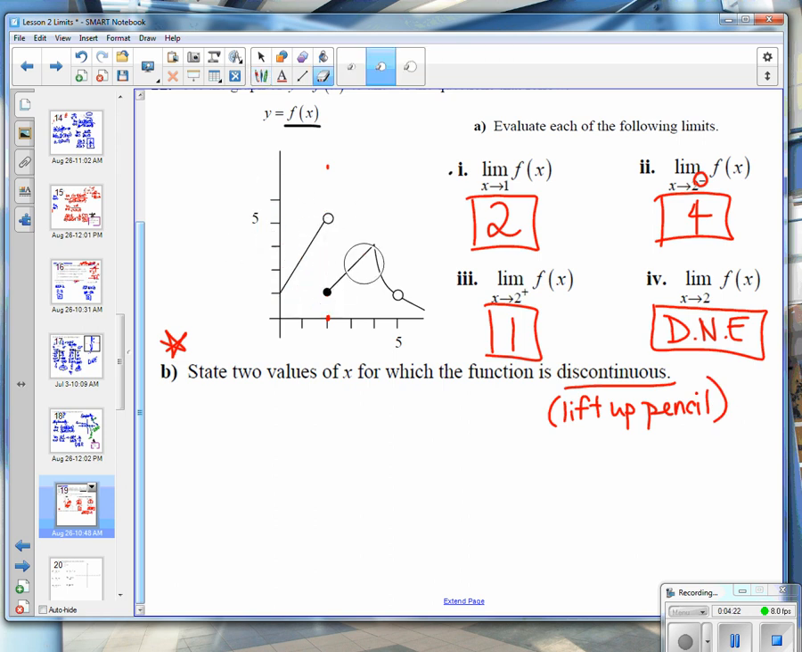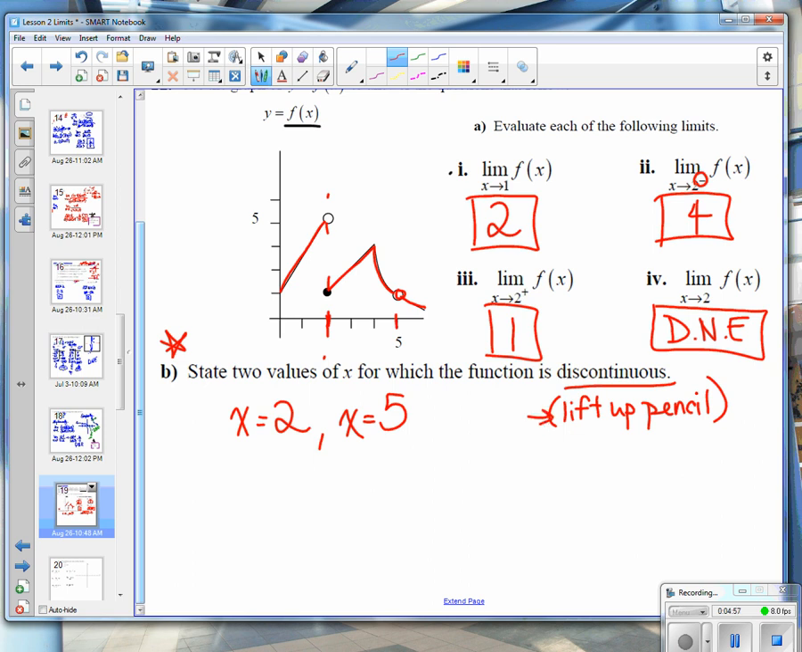So if I look at our graph a little bit nicer, state 2 values of x where I'm going to have to lift up my pencil. Obviously here, when x is equal to 2, there's a funky thing happening. After that, I don't have to lift my pencil up here, but I do have to jump right here because this doesn't exist. So x is equal to 5 is another funky part, and this is going to be a break in the graph. So with discontinuous, you can look at it two ways: either lifting up your pencil or a break in the graph.